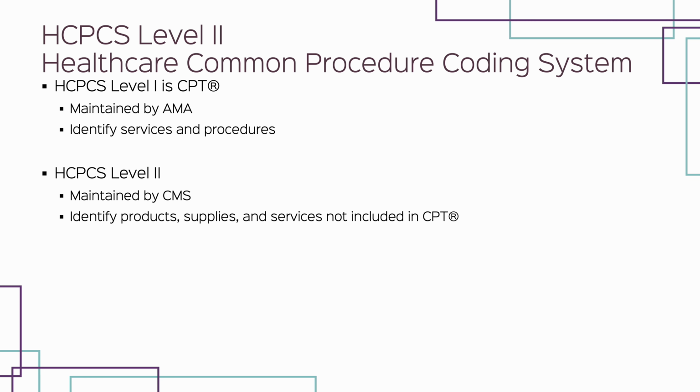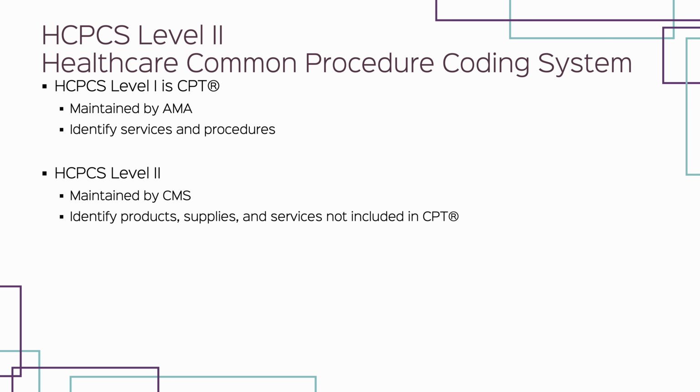HCPCS stands for Healthcare Common Procedure Coding System, and it's divided into two main subsystems, Level 1 and Level 2. Level 1 codes are what we know as CPT codes. These are maintained by the American Medical Association, or AMA, and are used to report medical services and procedures that are performed by healthcare professionals.